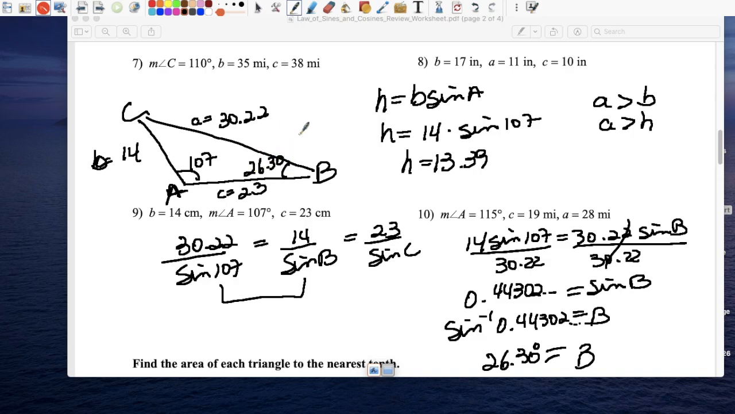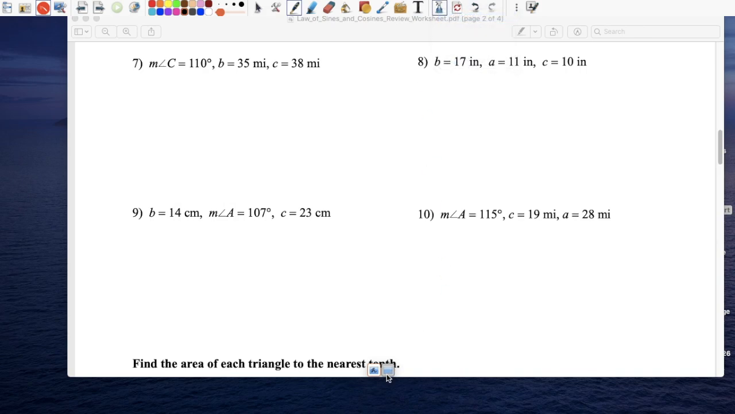We can now subtract 180 minus 107 minus, what is that? 26.3, and we get that angle C is 49.4. No, I subtracted that wrong. 180 minus 107 minus 26.3 equals 46.7. Yikes. There we go. 46.7. That's it. I'm not doing number 10. Okay. I'm going to go back to 6, though.